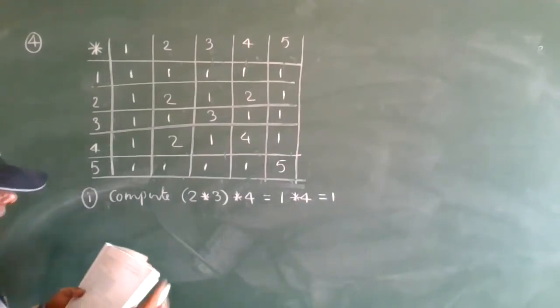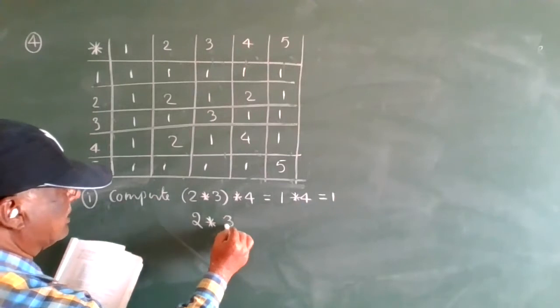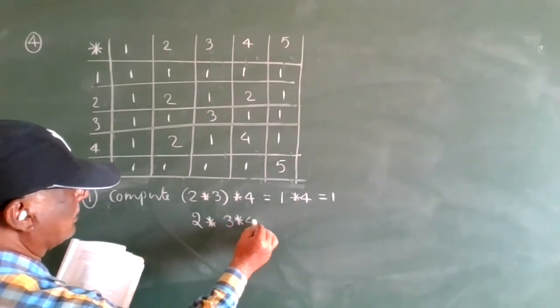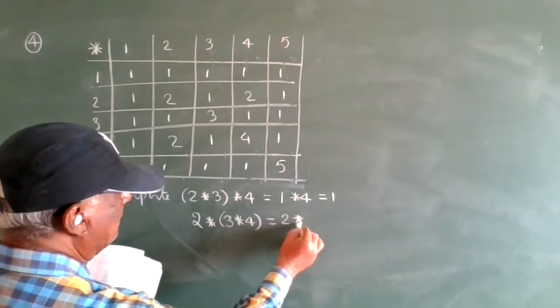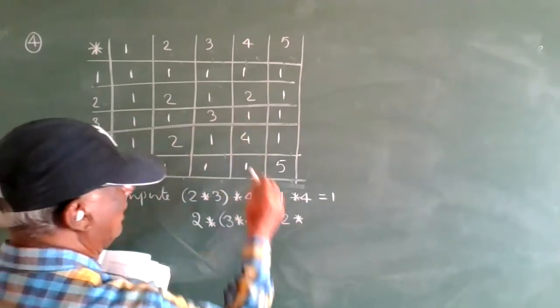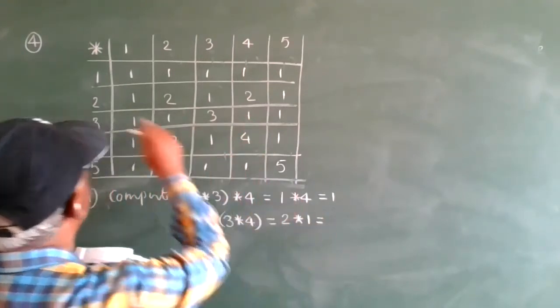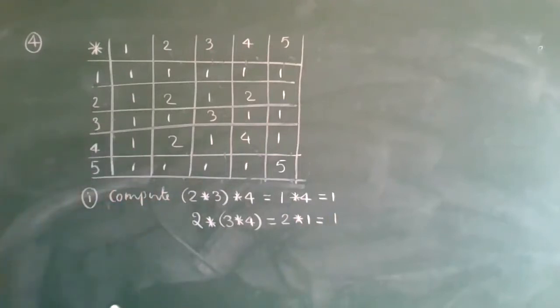Once again, here is 2 star 3 star 4. 3 star 4 is 1. Then 2 star 1 is 1. Okay?